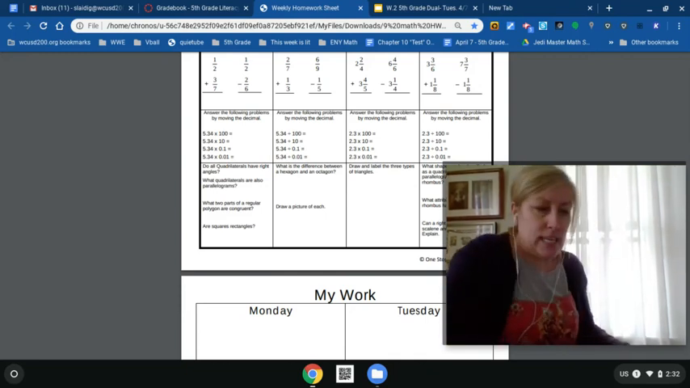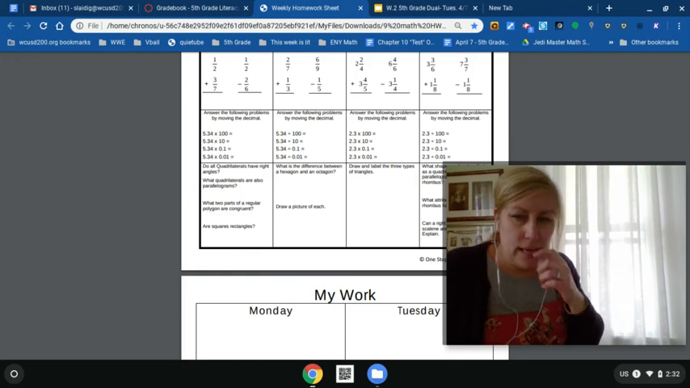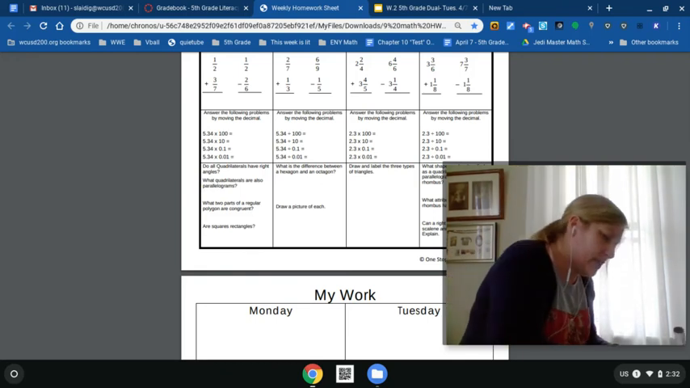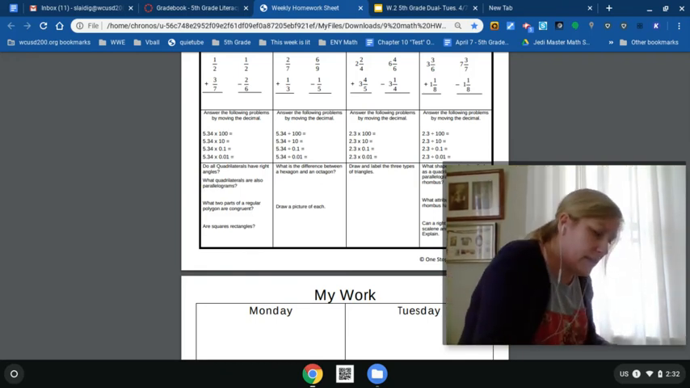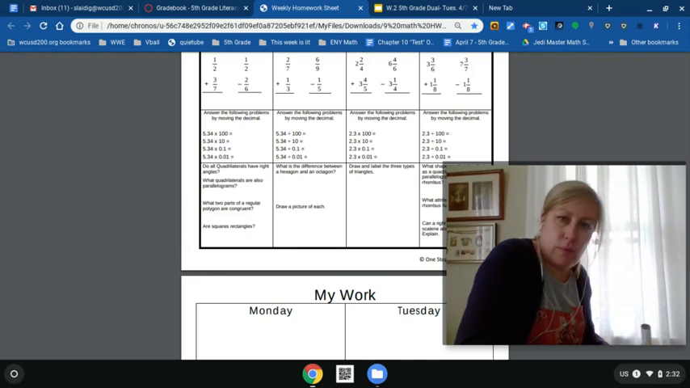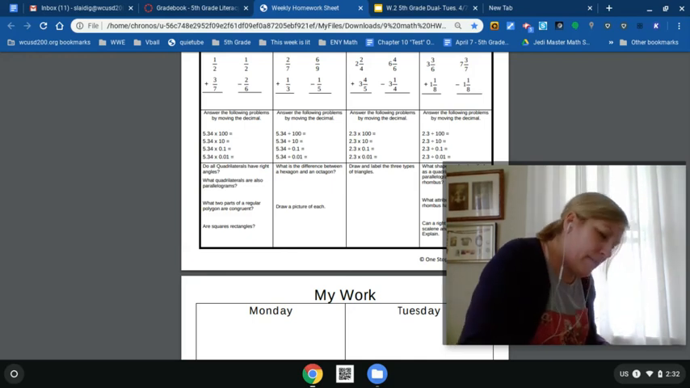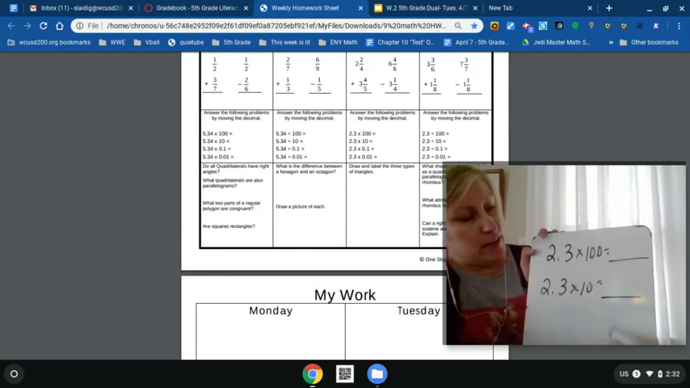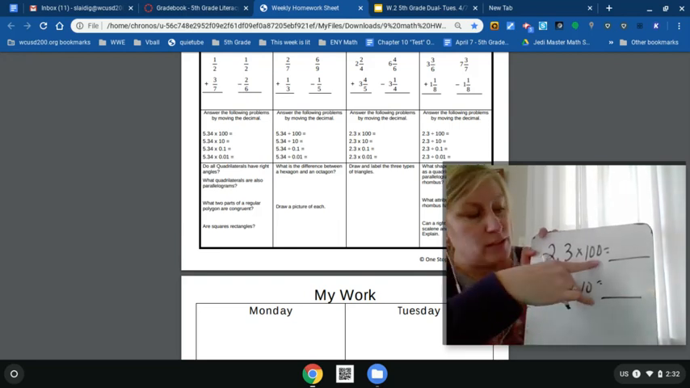Let's see, right above it, 2.3 times 100, and then 2.3 times 10. Okay, so I'll start there. 2.3 times 100, you're going to get bigger than 2.3 because you're multiplying it by a bigger number, 100.